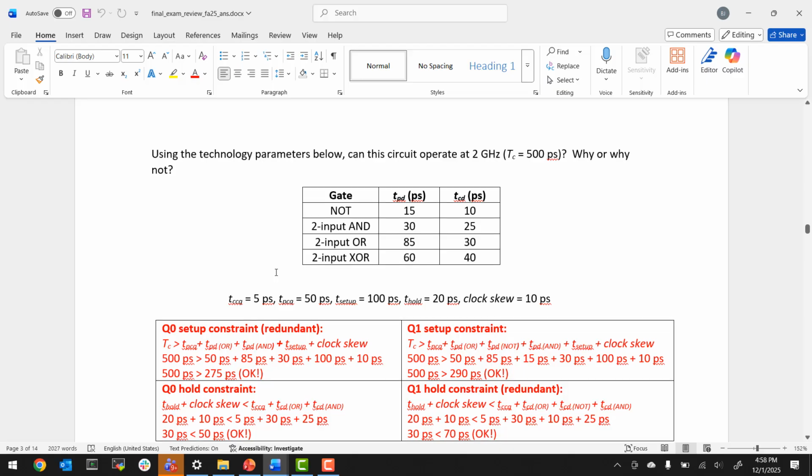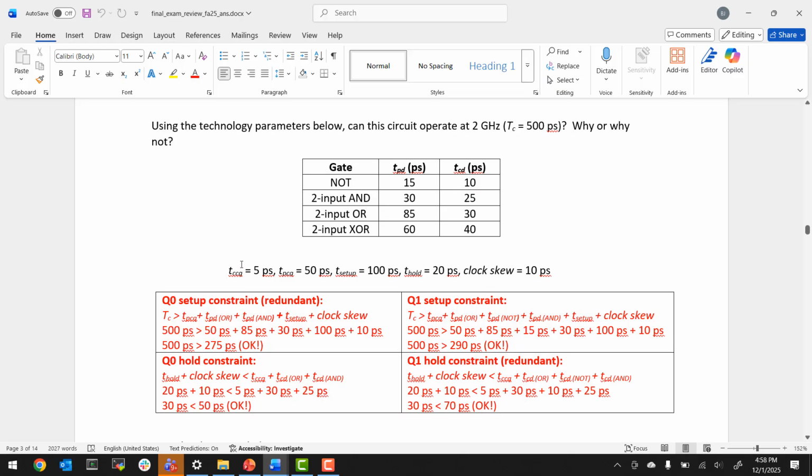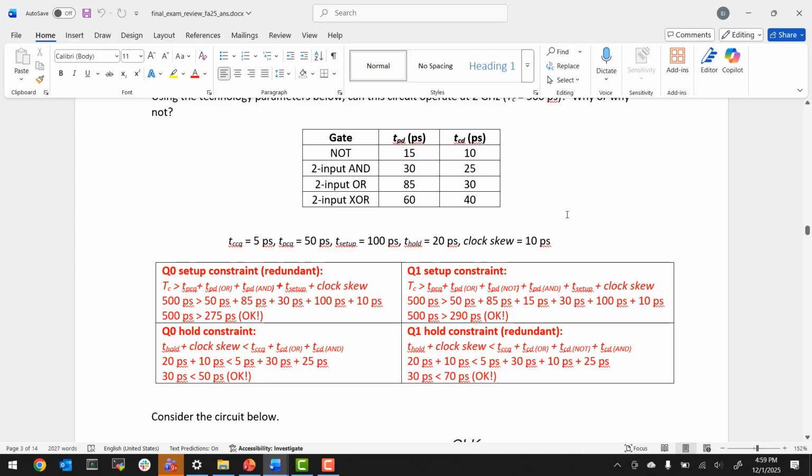Using the technology, can this circuit operate at 2 gigahertz? In this case, I give you the propagation delay and the contamination delay of each of the gates. I give you TCCQ, the contamination delay of the flip-flops, and TPCQ, the propagation delay of the flip-flops. Setup time is 100 picoseconds, hold time 20 picoseconds, clock skew 10 picoseconds. All you have to do is plug these into the equations I gave you to figure out if it works. In this case, the setup and hold constraints for both Q0 and Q1 check out. So the answer is yes.